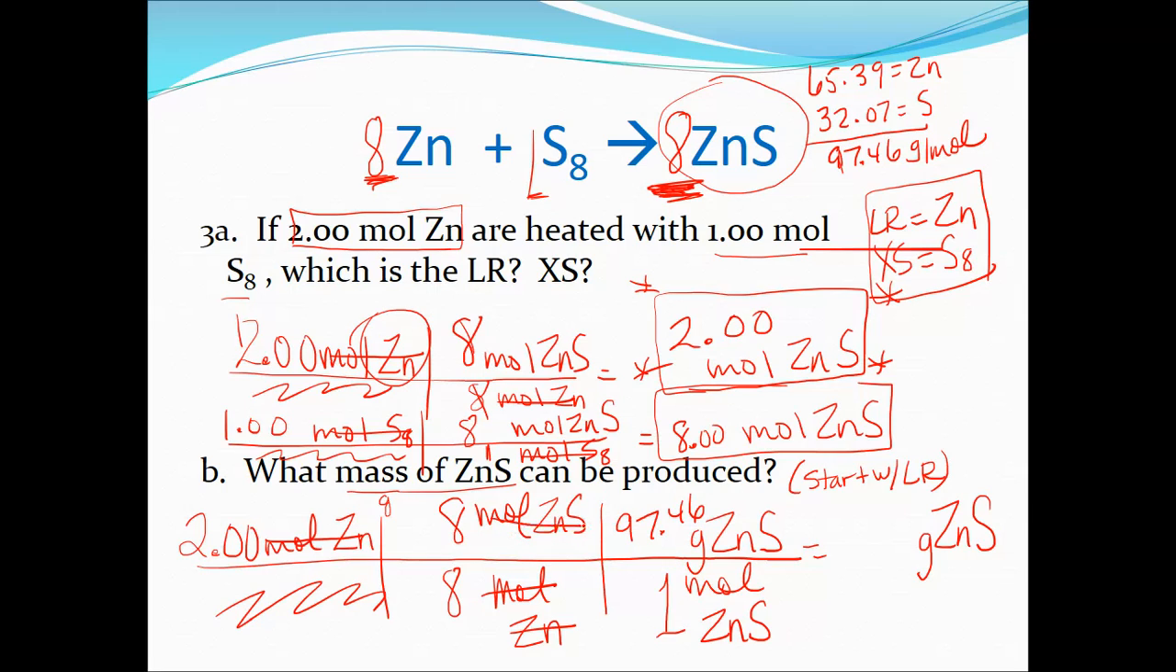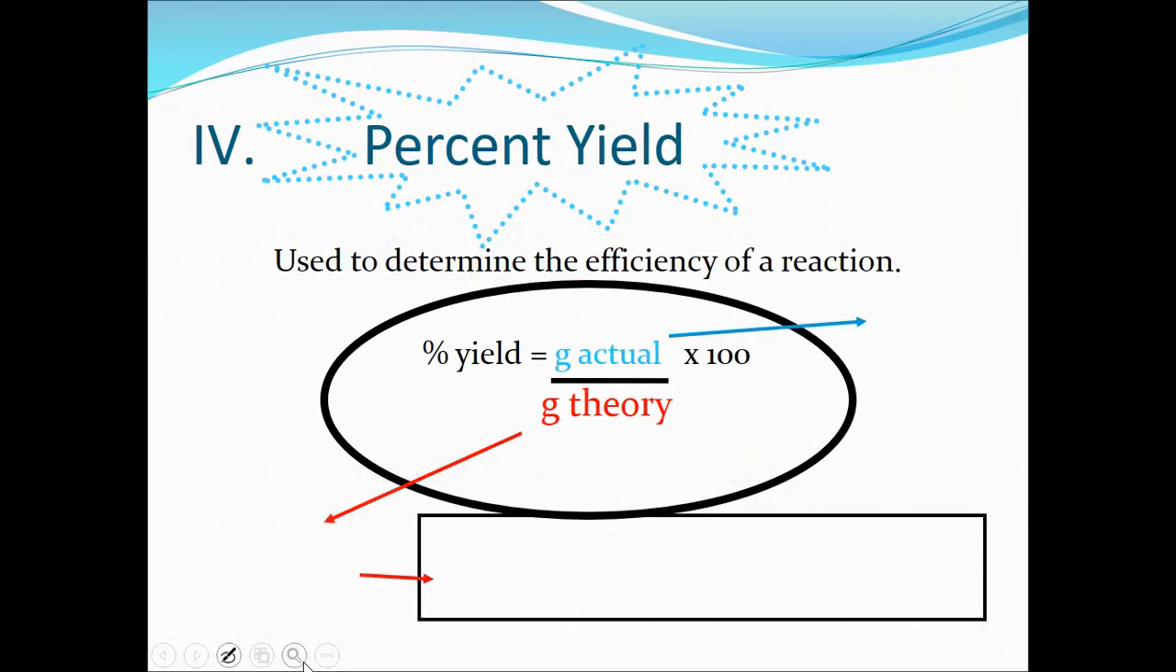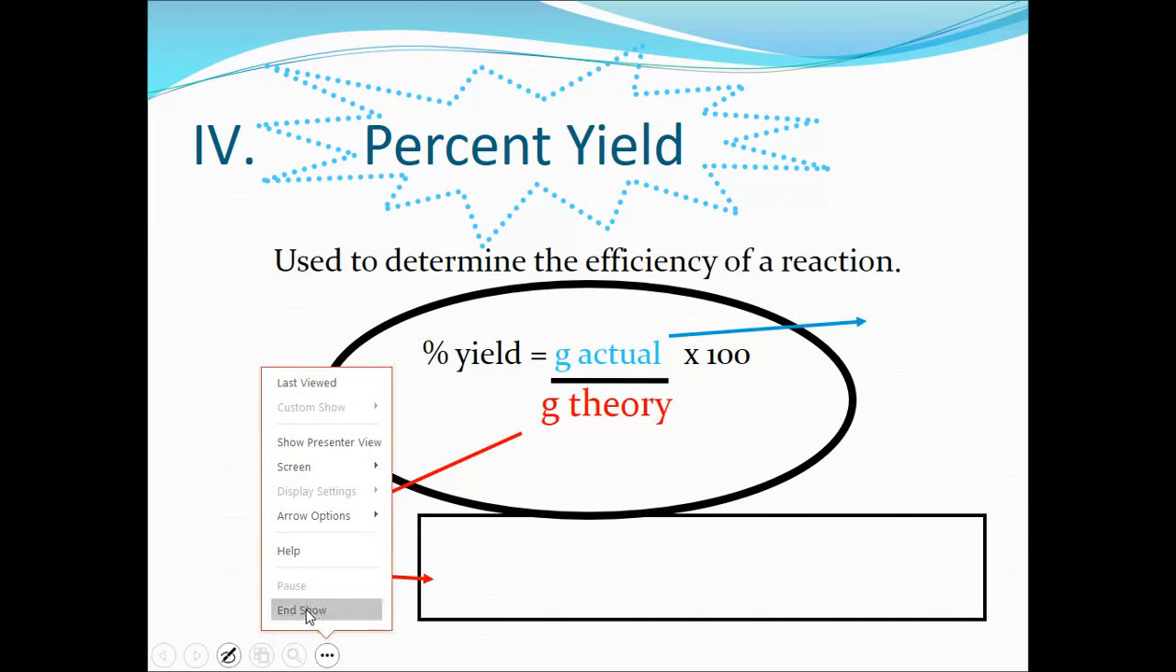All right, this is going to let moles of ZnS cancel. So we have 2 times 8 times 97.46, and then we're going to divide that by 8. And we need 3 significant figures, so that's going to give you 195 grams of ZnS. In our next lesson, we will learn about percent yield.